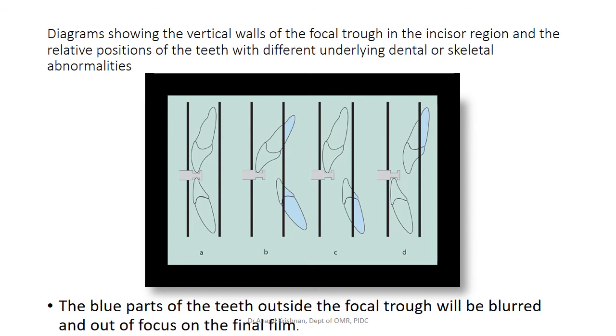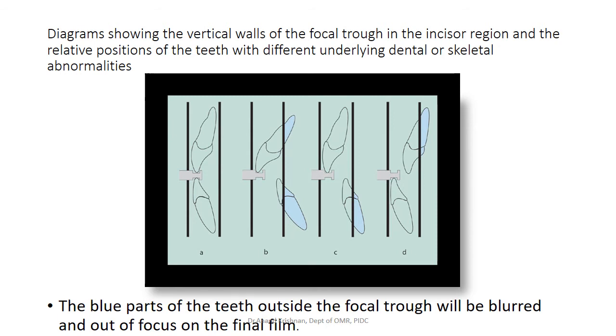So I talked about the focal trough, where when the object is placed within the focal trough, the image comes into focus. The objects within the focal trough are in focus, and those outside are out of focus. This is just a cross-sectional image to show, like in the first image A, that both the mandibular and maxillary teeth are within the focal trough. That is the two strong lines that you see. So it means that both the images are in focus.